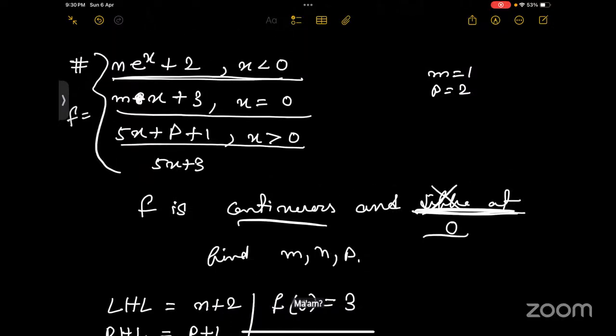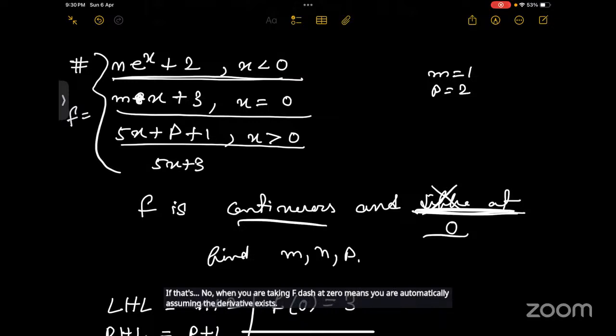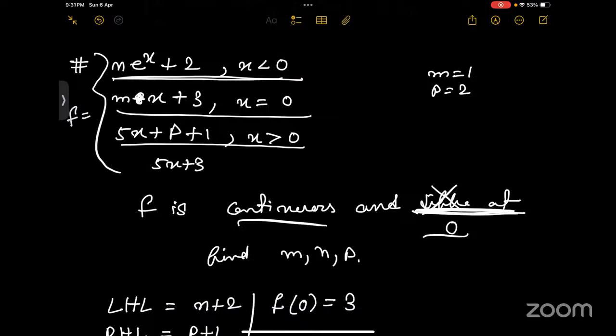Ma'am, can we do it in this manner? Like if we take f dash at 0, we'll get the value m. No. When you are taking f dash at 0, you are automatically assuming that the derivative exists. But in the question it was mentioned that it is differentiable at 0. Yes, but in that case it is wrong information. The question was wrong, the function is wrong.